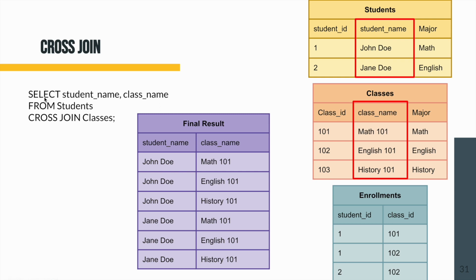All you're telling it to do is select student name and class name. So pick these 2 columns from these 2 different tables and just crisscross match all of them. So go John Doe, Math 101, English 101, History 101, and then go to Jane Doe, Math 101, English 101, History 101. So this one is super straightforward.